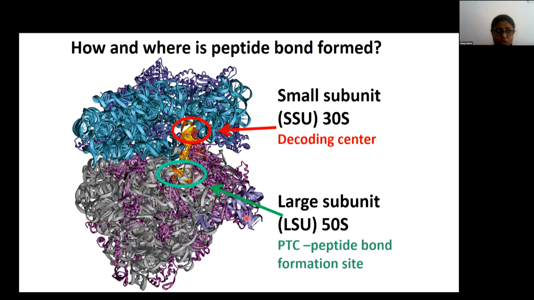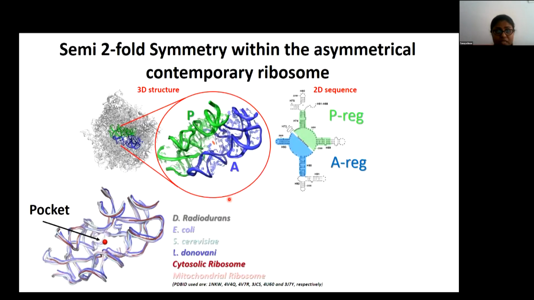The ribosome, the protein synthesis organelle, comprises primarily of two subunits, the small subunit and the large subunit. The small subunit, or 30S in bacteria, provides the decoding site, while the large one is responsible for the peptide bond formation. This peptide bond formation center is composed solely of ribosomal RNA and is known as the peptidyl transferase center, or PTC. The PTC, situated in the heart of the contemporary ribosome, is composed of a semi-symmetrical pocket-like RNA fold. This figure here demonstrates the symmetrical pocket in the ribosome.